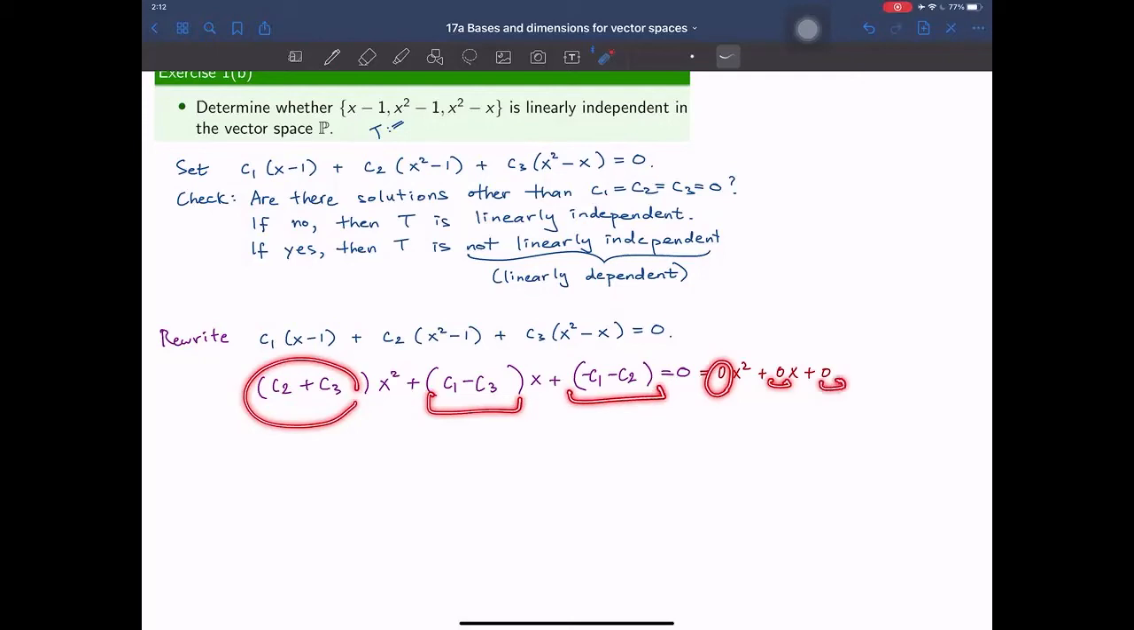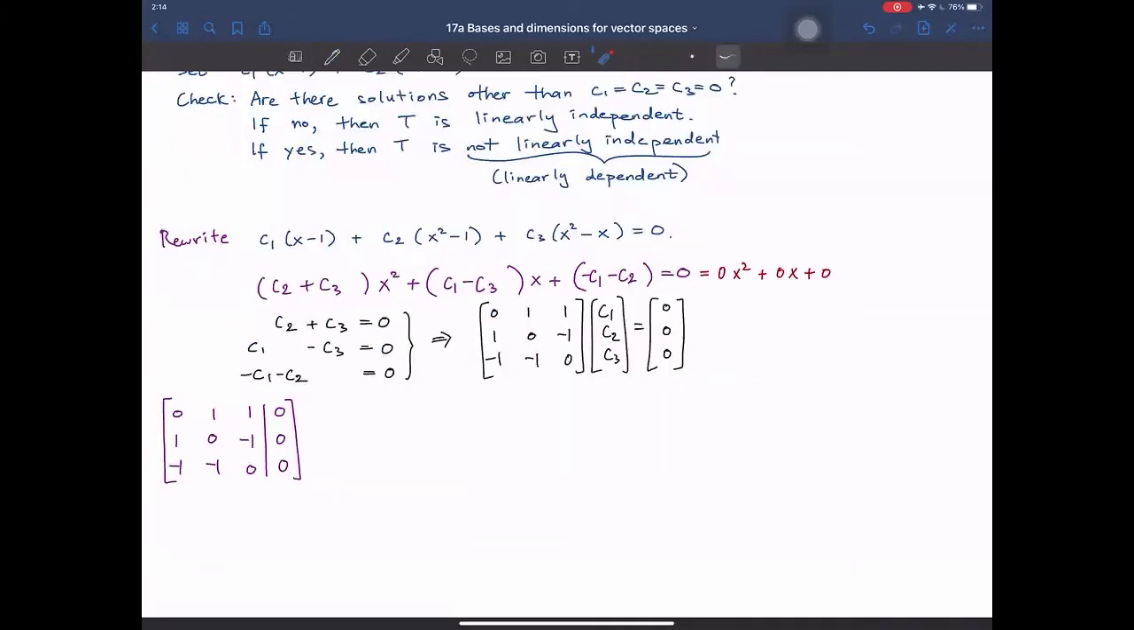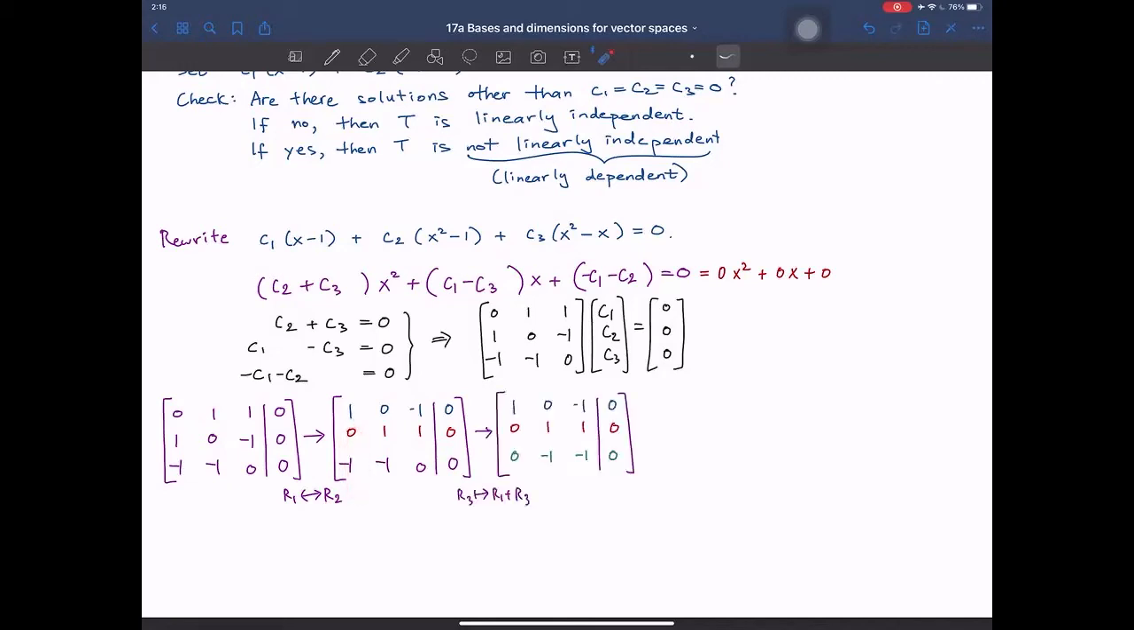So again, I get a system of linear equations. Let me rewrite this as a matrix multiplication. And then we need to do the augmented matrix. I see that there are non-zero numbers in the first column, but the first row has 0 in the first column. So let me swap the first and second row. Now the first row has a leading 1. I will make sure that all of the other entries turn into 0. Next, I see that the second row has a leading one. I will make sure the entry below gets killed.